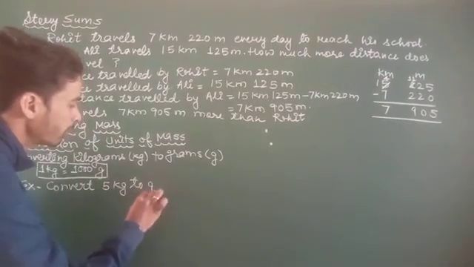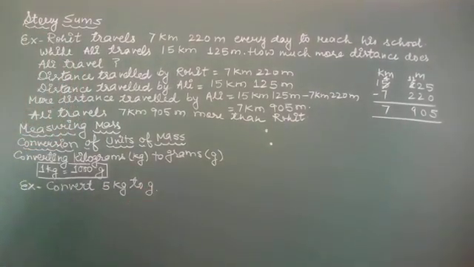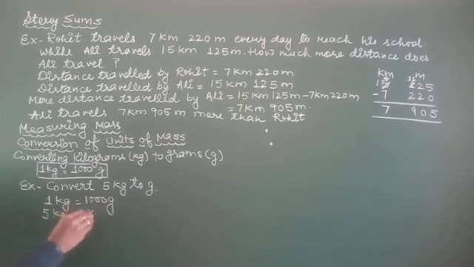You know that to convert kilograms to grams, multiply by 1000. So 1 kg is equal to 1000 gram. So 5 kg is equal to 5 multiplied by 1000, that is 5000 gram.